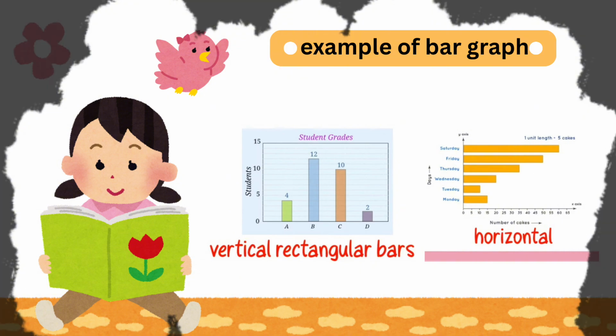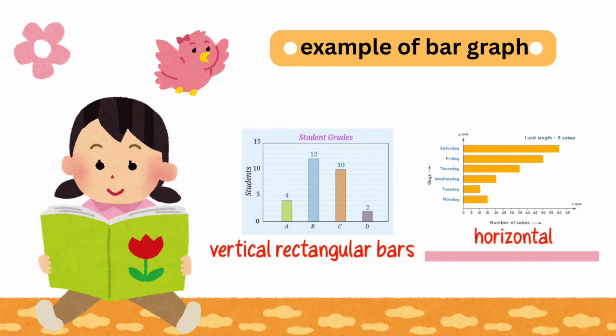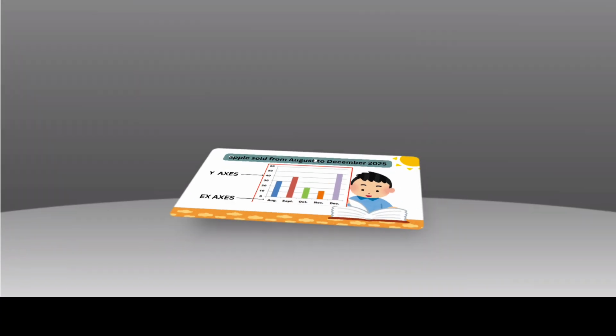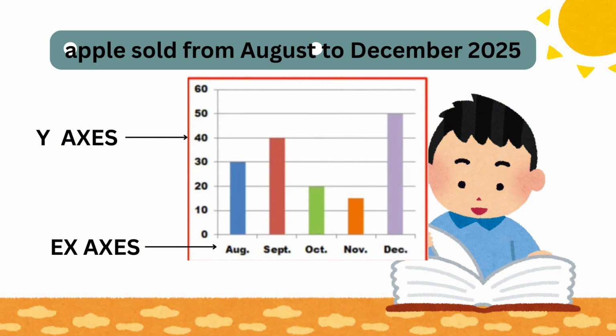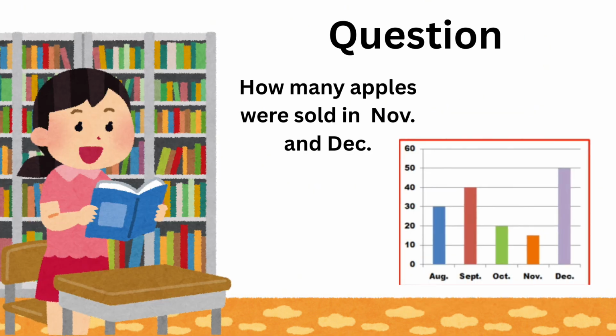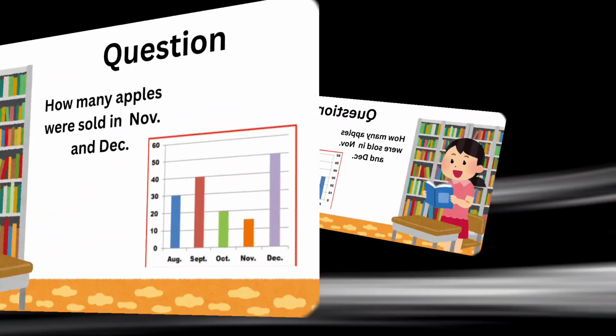Now we have here examples of bar graphs. They have vertical rectangular bars and horizontal ones. As we can see, the months are on the x-axis, the horizontal line, while the number of apples sold is on the y-axis, the vertical line. So we have here an example.